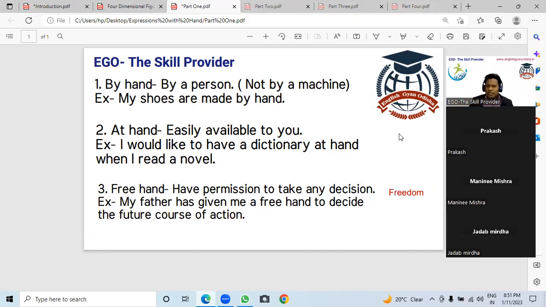Suppose my father has given me freedom, I can take any decision, what business I can go into, what I can do. I have given you a free hand. So why is it important? A particular word you can use officially, you can use at home, you can use anywhere.